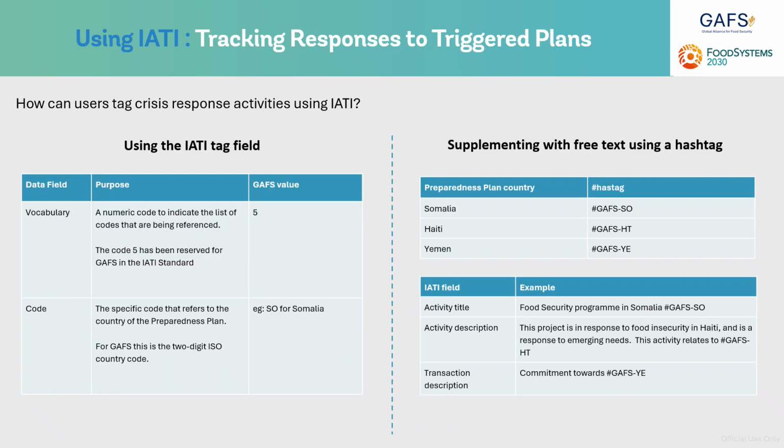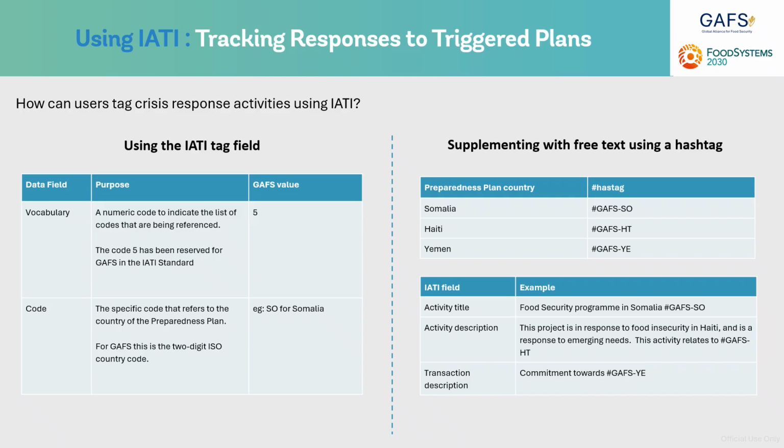The most reliable way to establish that link is through the IATI tag field. The standard now includes a dedicated vocabulary for preparedness plans, and publishers can associate an activity with a plan by using vocabulary 5 and the two-letter ISO country code. For example, a tag with vocabulary 5 and code SO indicates that the activity relates to the Somalia preparedness plan. This is a clean, machine-readable signal that allows the dashboard to immediately recognize an activity as part of a triggered plan. It avoids guesswork and ensures that what appears in the dashboard reflects what publishers are explicitly reporting.